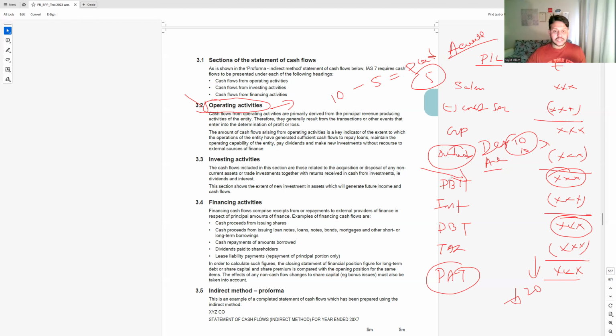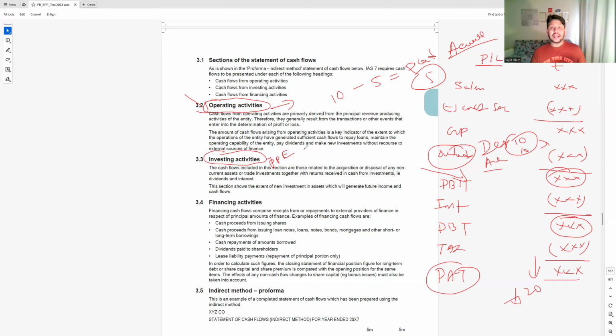All right, the next one we have here is investing activities. Investing activities is all about how much money the business spent to buy the PPE, that is property, plant, and equipment. PPE could be equipment, machinery, or any asset like property. So it all comes together under PPE.